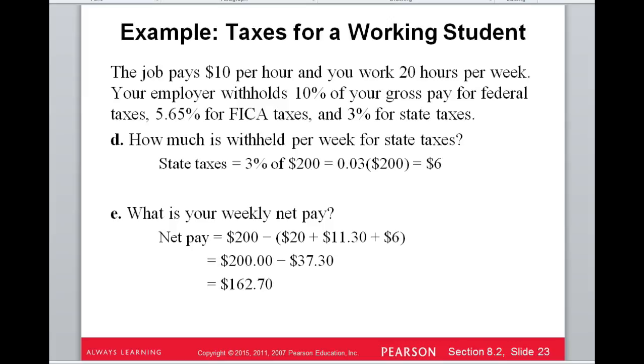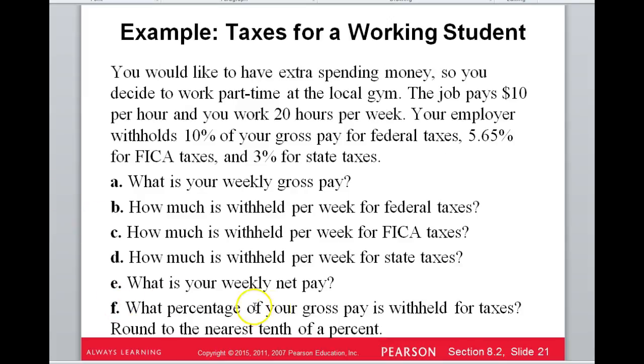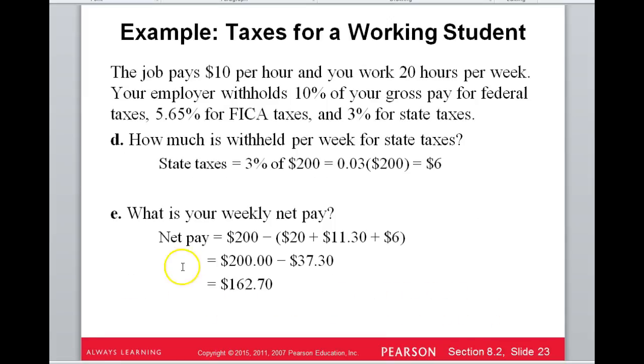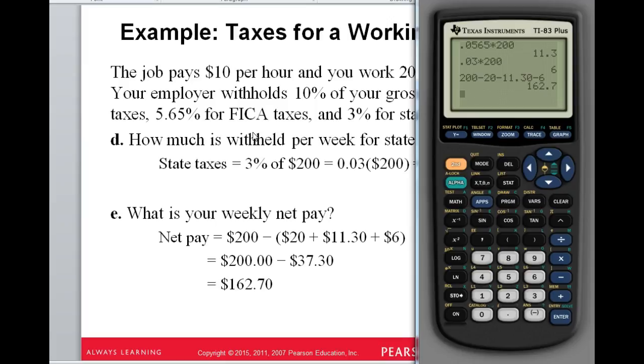All right, and then the last part. What percent of your gross pay is withheld for taxes? Well, this is what we took out for the taxes and all the different things that I didn't get to keep from my gross pay, that $37.30. You can also get that from the calculation we just did, minus 200. There's the $37.30. We're going to take that $37.30 divided by our gross pay.